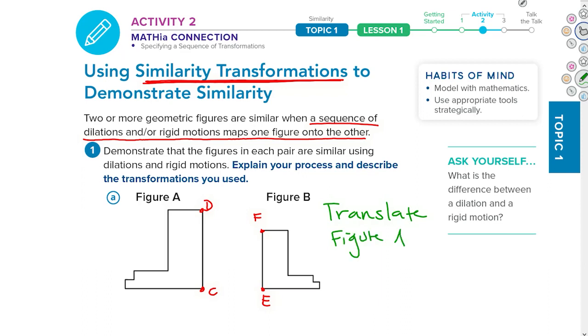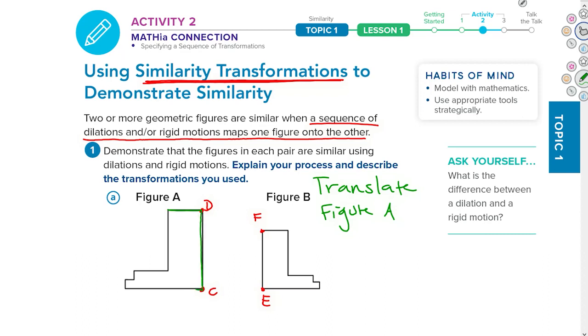Let me move up to make sure I have plenty of space. Oh, I can't move this? Okay, I can't move this. All right, translate figure A. Now, I'll copy this and draw it over so that I can move it around and translate it around on my board.